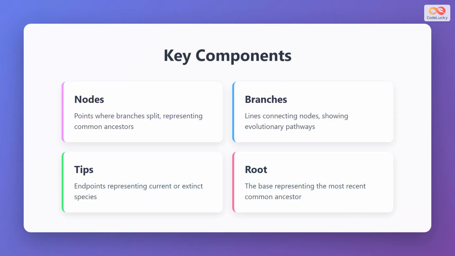Every phylogenetic tree has four main components. Nodes are the points where branches split, representing common ancestors. Branches are the lines connecting nodes, showing evolutionary pathways over time. Tips are the endpoints representing current or extinct species. The root is the base of the tree, representing the most recent common ancestor of all species shown.